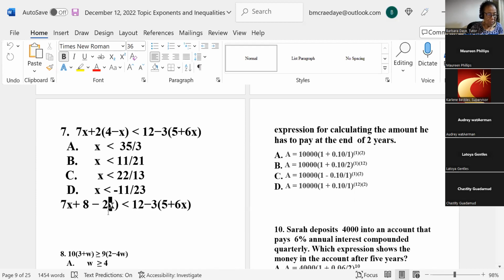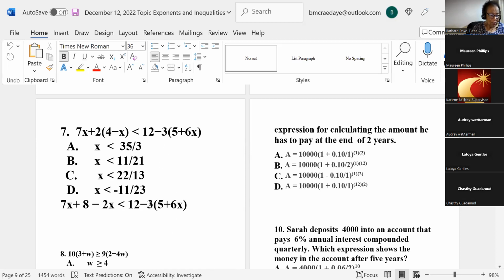All right, so we did our multiplication. 2 times 4 is 8. 2 times minus x is minus 2x. Now, let's go to our next expression. We have a minus 3 times a 5 plus 6x. So do that multiplication, Maureen, and tell me what you get. What's minus 3 times 5? Minus 3 times 5 is minus 15.